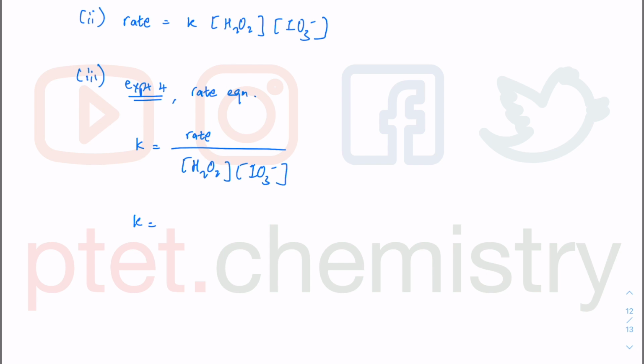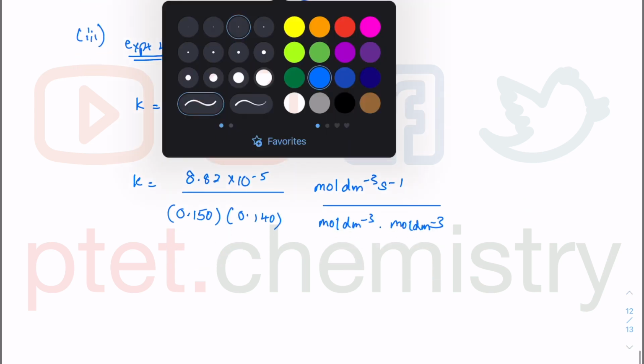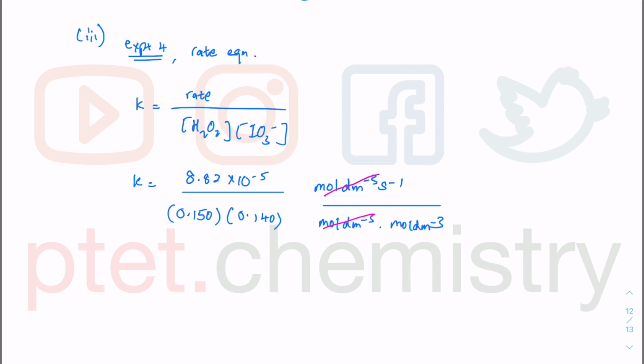We want the data for experiment 4. So from your table, the rate is 8.82 times 10 to the minus 5. It has a unit given in the table, mole per dm cube per second, divided by 0.150 mole per dm cube and 0.140 mole per dm cube. So at the bottom you have mole per dm cube times mole per dm cube. Both of them are to the power of 1 because it is first order according to your rate equation. So now looking at the unit, this will usually give you 1 mark. Okay, bookkeeping, so you need to be very careful about the unit.